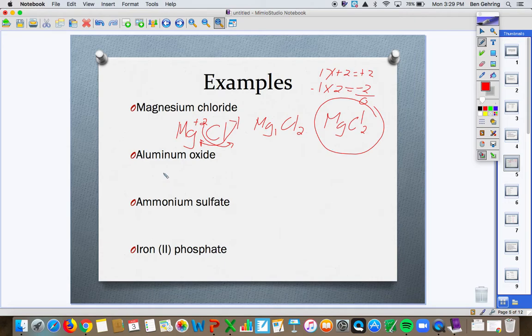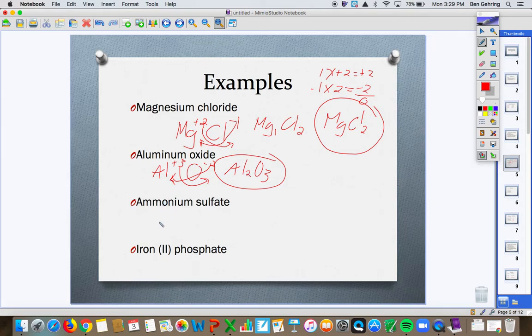Aluminum oxide. Symbol for the cation is Al. Charge for aluminum is positive 3. Oxide refers to oxygen. Symbol is O. Charge is negative 2. We're going to cross and drop 3 and 2. So I'm going to end up with Al2O3. I can't simplify that, so that's going to be my answer.